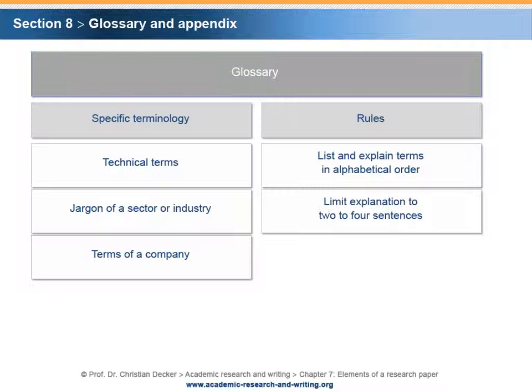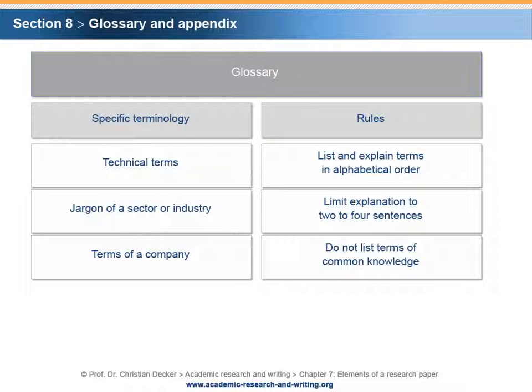Explanations should not exceed 2 to 4 sentences. General terms such as finance, loan, a cash flow, etc. should not be listed in a glossary. A glossary should have a minimum length of 1 page. Explanations of just a few specific terms should be provided in the core text, for example, as a footnote.